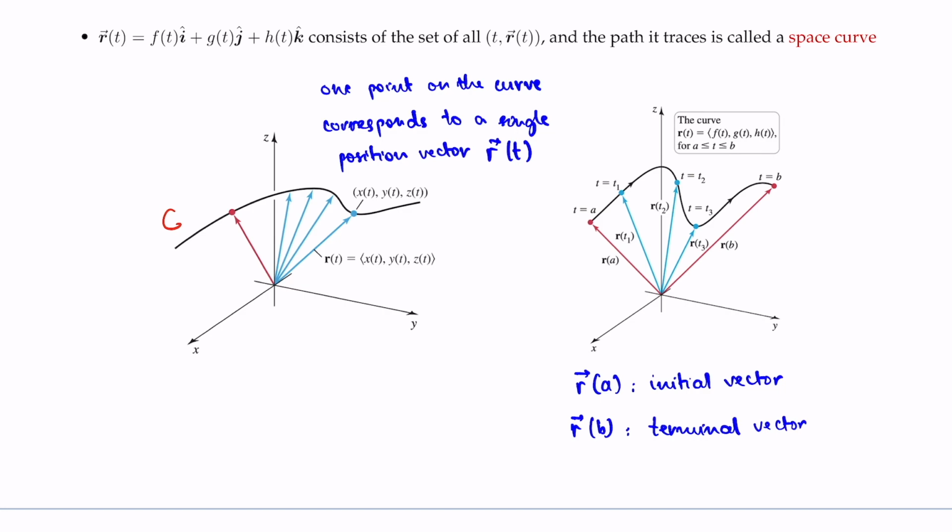By varying the value of t, for each value of t you're going to have the corresponding point on the curve, and each point on the curve corresponds to a single position vector in space.